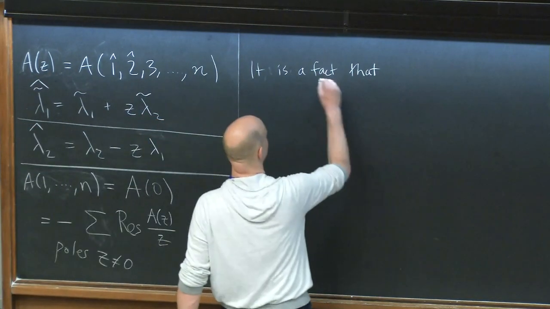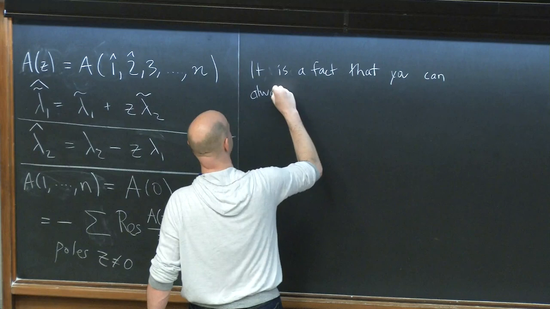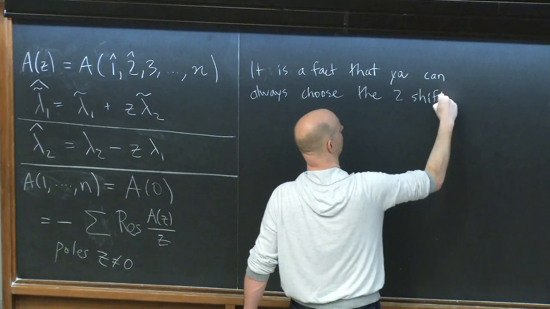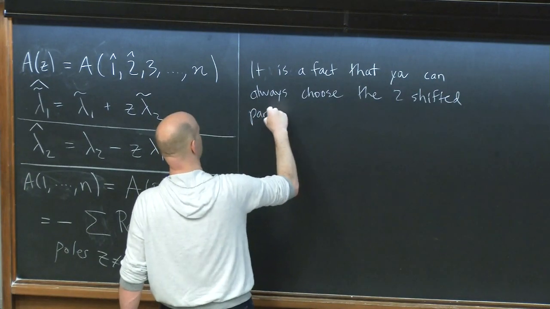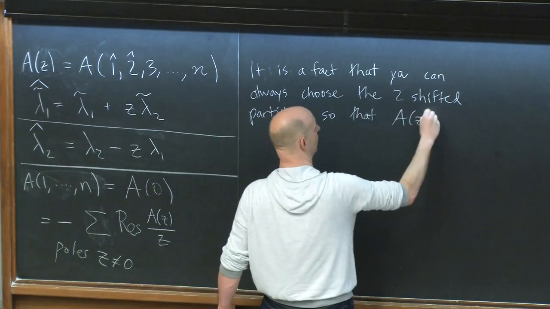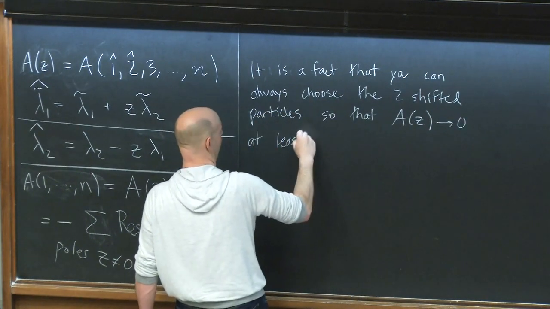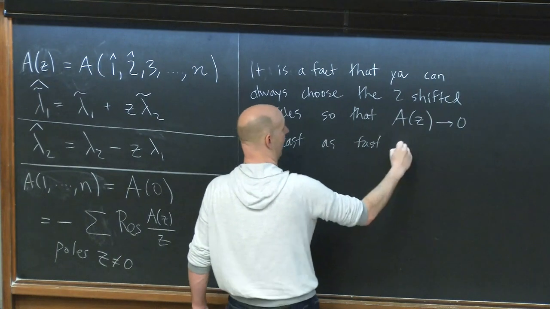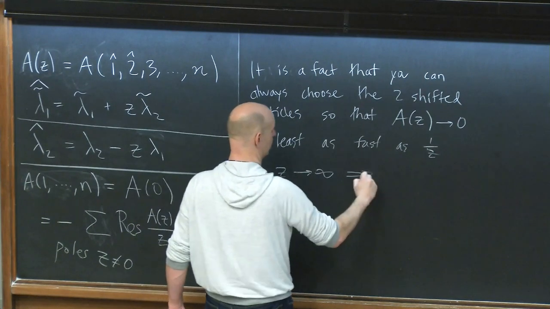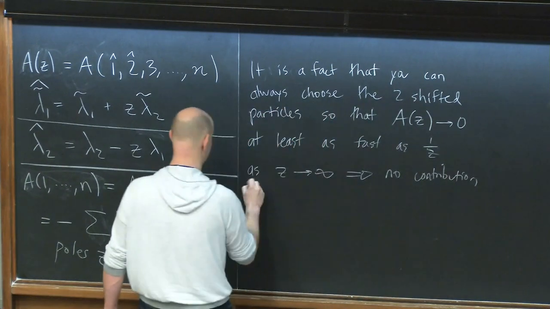It is a fact that you can always choose two shifted particles so that A of z goes to zero at least as fast as 1 over z as z goes to infinity. And that implies that there's no contribution from a pole at infinity.